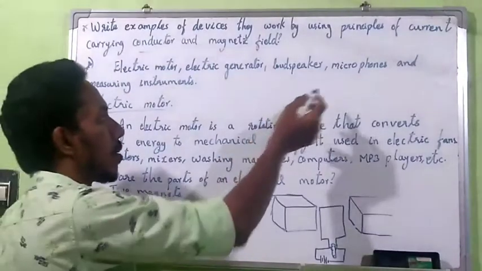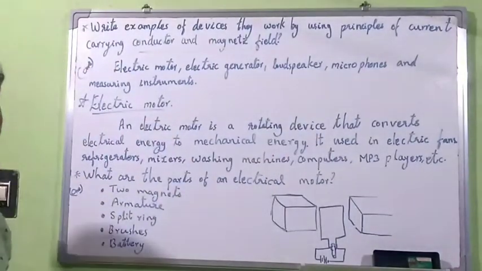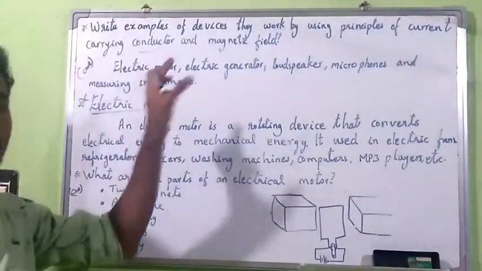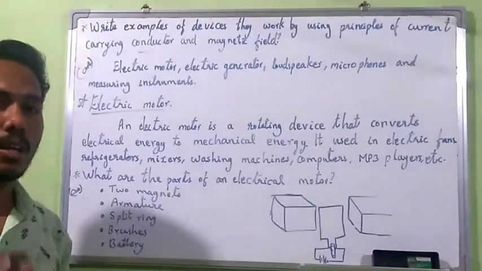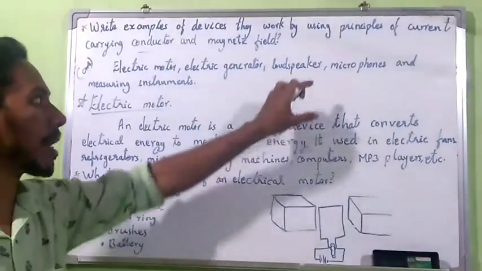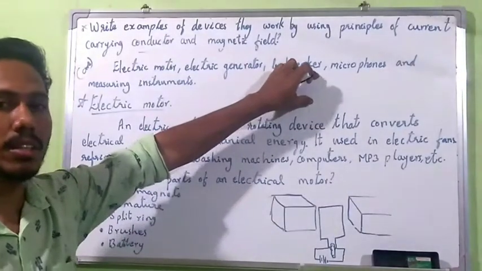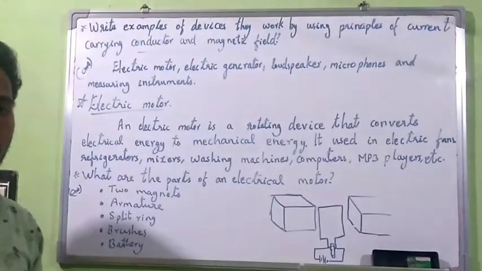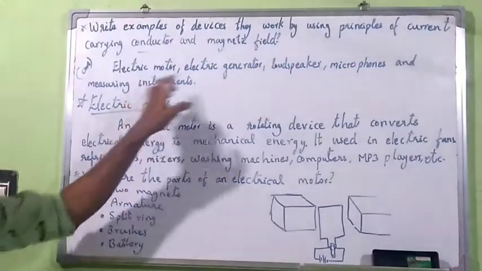Okay, and microphone and measuring instruments. Some measuring instruments also use these applications. What is this application? Motor effect. When we place a magnetic field in the vicinity of a current carrying coil, then it produces a force. That force is used in these devices.